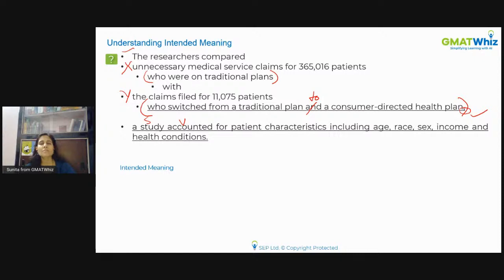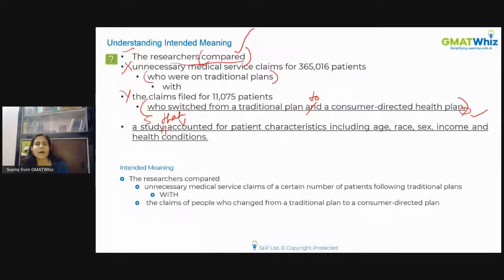This second clause must have some bearing on the previous clause. Let's see what it says. A study accounted for patient characteristics, including XYZ. So clearly, this study can only be referring to what these researchers compared. Now, the researchers probably studied or compared. So clearly, here there has to be a study that accounted for, which would make sense to refer back to what the verb is saying. Compared, a study that accounted for patient characteristics is modifying compared here. That's the only thing which implies a study being done.